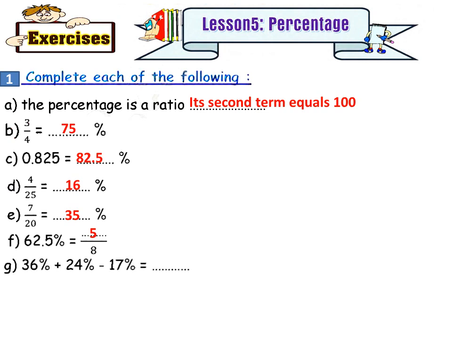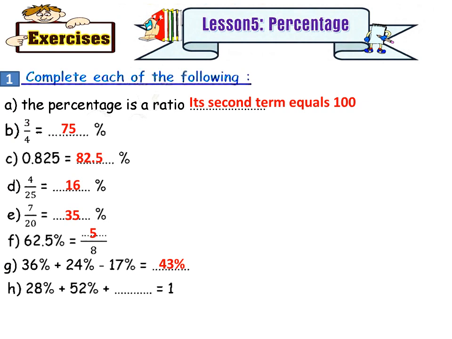Letter G, 36% plus 24% minus 17%, okay? Use your calculator to add and subtract these percentages. 36 plus 24 equals 60, okay? 60% minus 17%. By using your calculator, it will give me 43%.